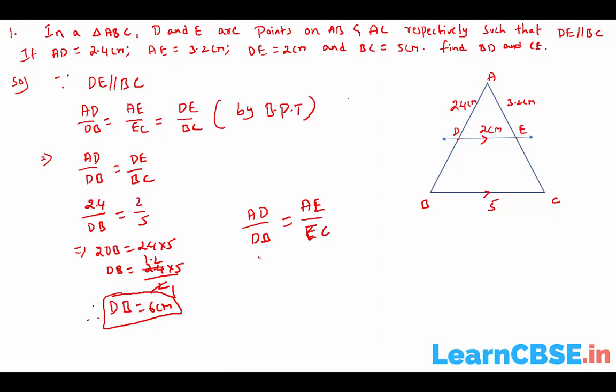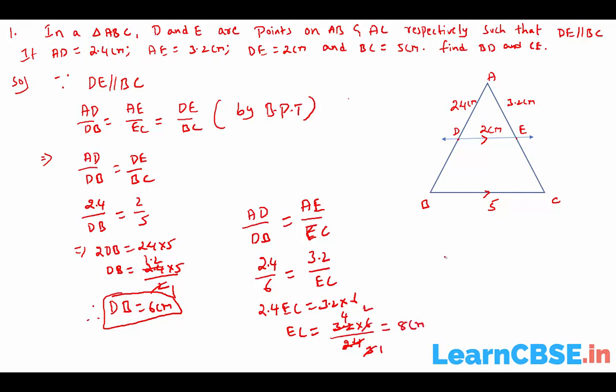Now apply this, AD by DB equals again AE by EC. AD value 2.4, DB value 6, AE value 3.2, EC we have to find. So by cross multiplication, 2.4 EC equals 3.2 into 6, then EC equals 3.2 into 6 by 2.4. Now 0.8 threes, 0.8 fours, 3 ones, 3 twos, that equals 8 centimeters. Therefore EC value, or CE value, is 8 centimeters.